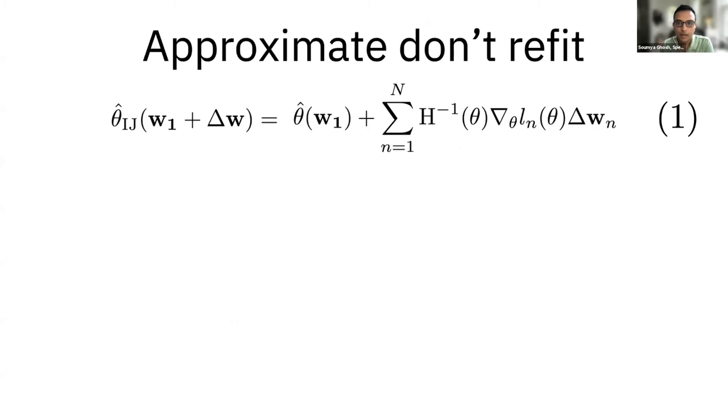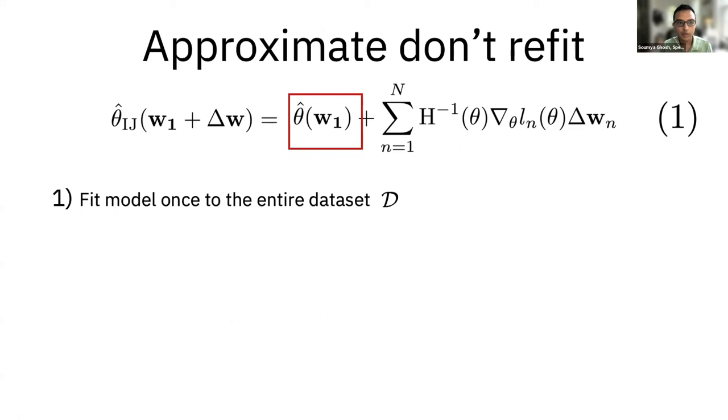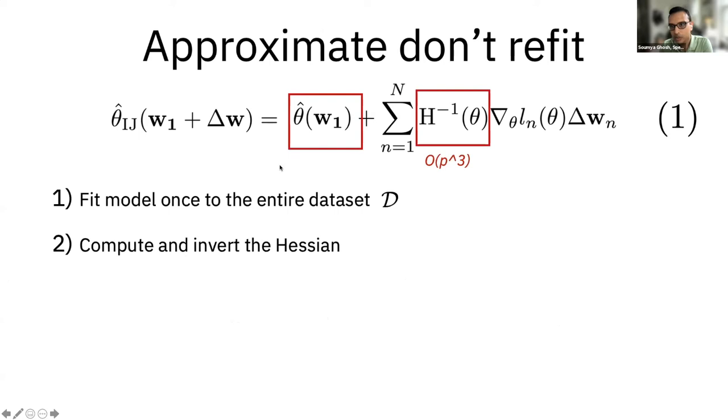Okay, so now with the Taylor series expansion at hand, we can finally specify an algorithm which allows us to basically refit these models for free by approximating using the Taylor series approximation. So step one is fit your model once to the entire data set. We had to do this anyway, but we'll do it specifically for enabling this approximation. Step two is to compute the Hessian of the model on the training set and invert it. The inversion of the Hessian in general takes cubic time in the number of parameters in the model, but if there's structure in your model, sometimes you can speed this up. But crucially, you have to do this only once.